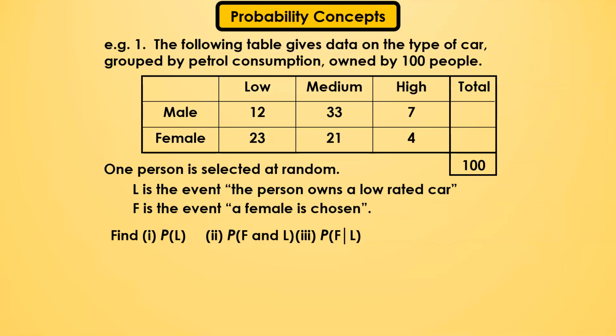So we've got 3 questions here. The first question is the probability of L, which is the probability of getting a low consumption car if we select at random. The next one is the probability of getting a female and a low consumption car. And lastly, the probability of selecting a female given it's a low consumption car. Again, the language with this is really important. You need to make sure you're using the right language with the right symbols and with the right type of question.